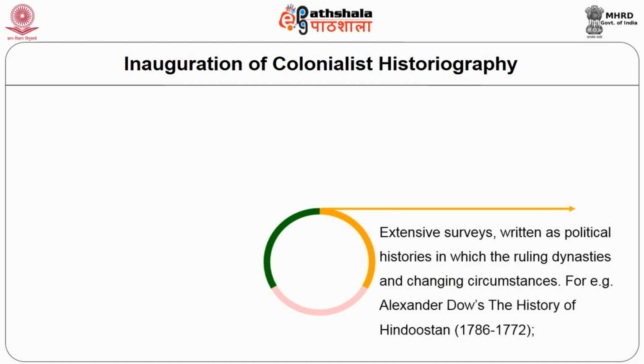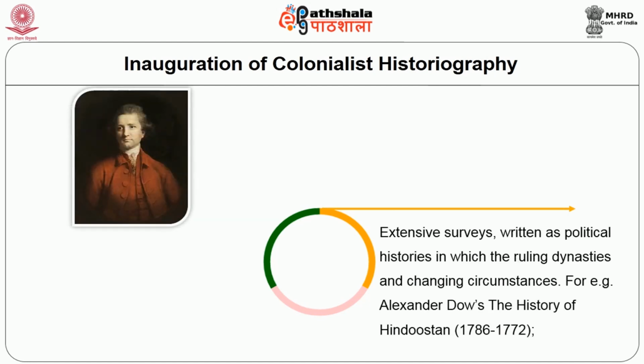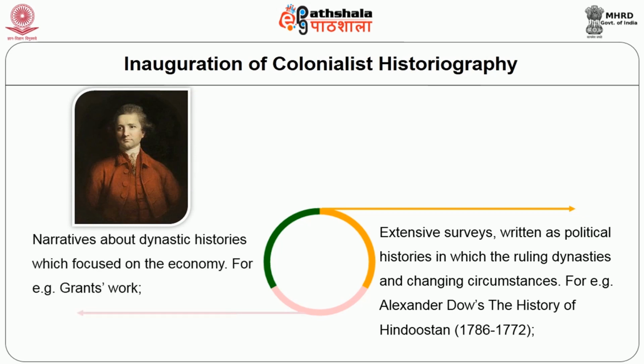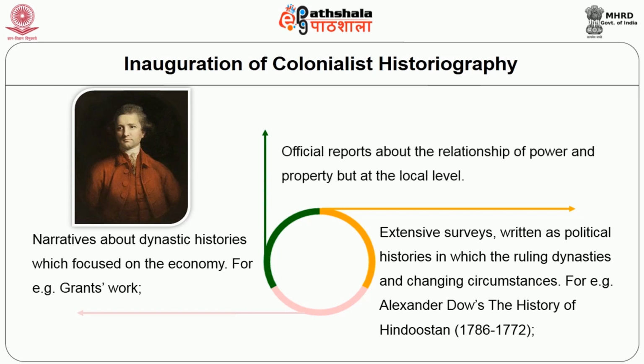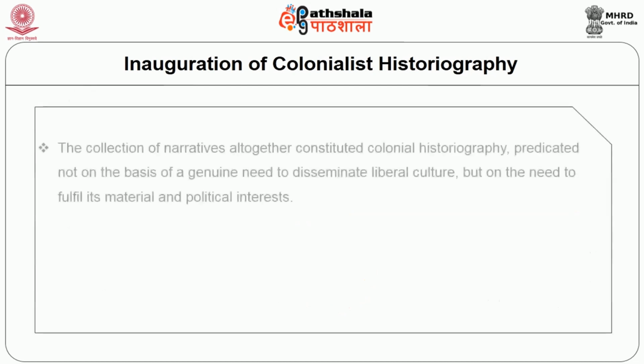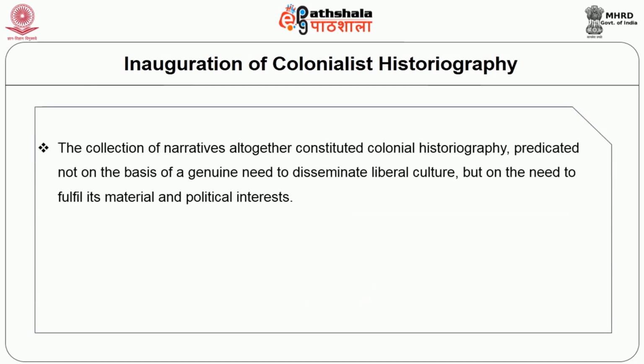Firstly, extensive surveys written as political histories of ruling dynasties and changing circumstances, for instance, Alexander Dow's The History of Hindustan. Secondly, narratives about dynastic histories which focus on the economy, for instance, Grant's work. And thirdly, official reports about the relationship of power and property, but at the local level. The collection of narratives altogether constituted colonial historiography, predicated not on a genuine need to disseminate liberal culture, but on the need to fulfill its material and political interests.